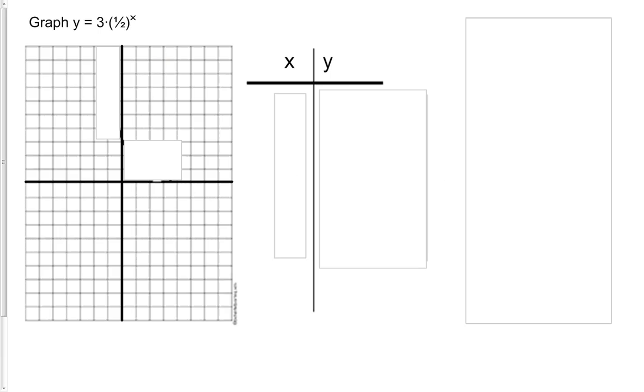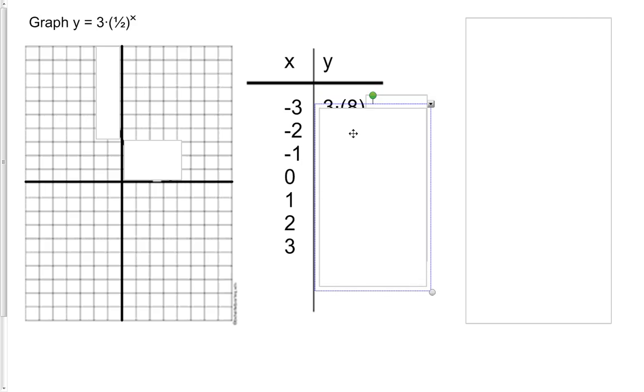Let's do one more example. y equals 3 times 1/2 to the x. Same idea, set up our t-chart here, -3 to 3. Plug in our values. We're going to have this coefficient of 3 times the 1/2 term to the -3rd power. Well, 1/2 to the -3rd is 2 to the 3rd, or 8, and so forth all the way down.